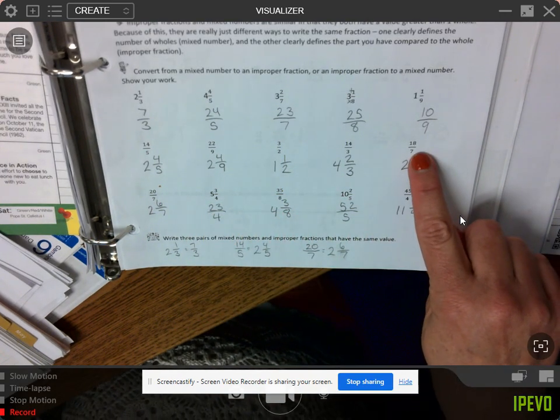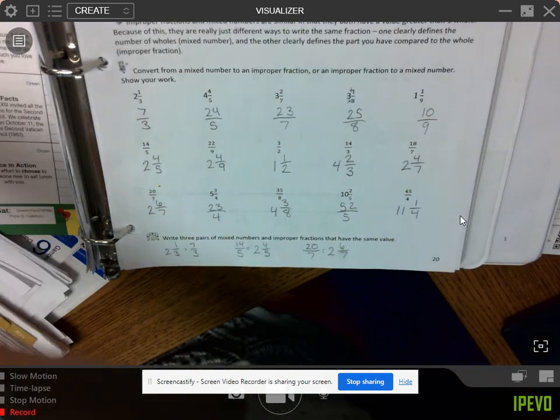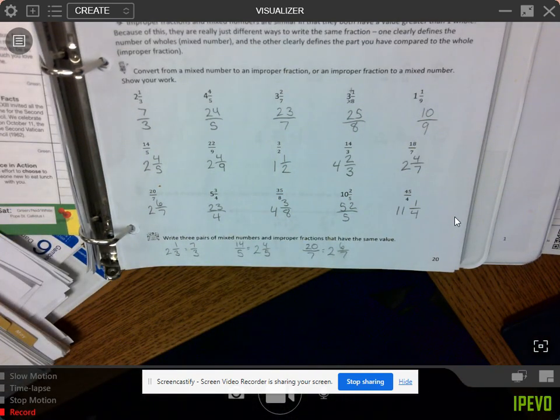So I can take a 7 away from 18. If I do 18 minus 7, I get 11. Then I can subtract 7 again, and I get 4. So I took a 7 away 2 times, and I have the 4 left over. Okay. Any other questions about the mixed numbers?